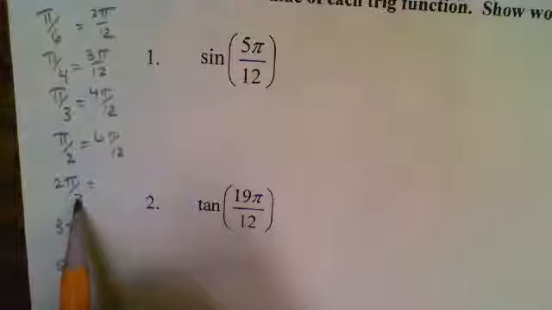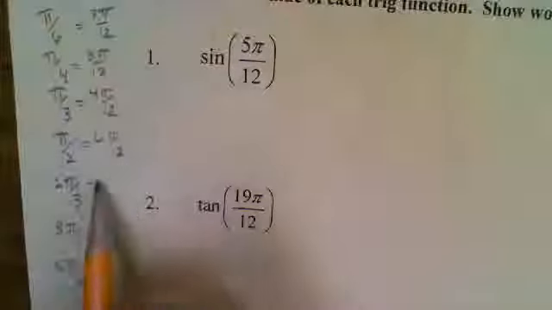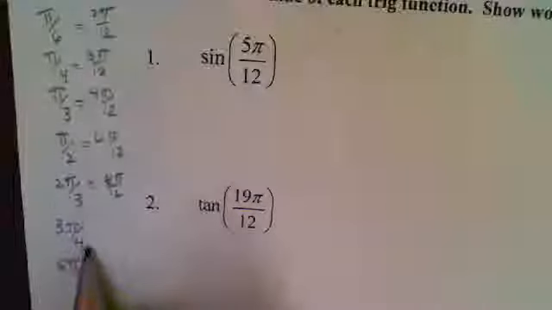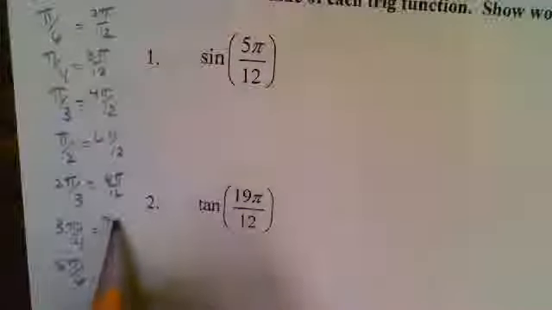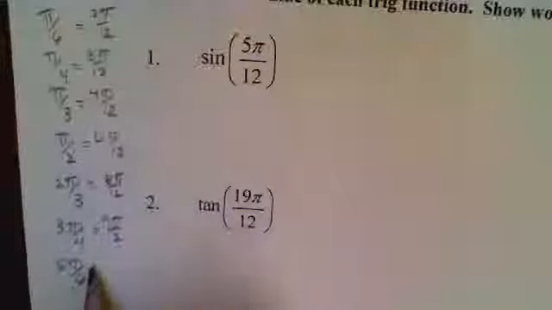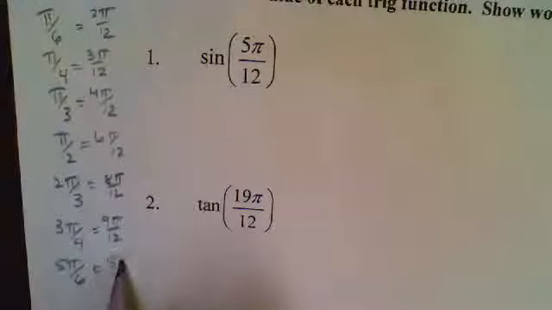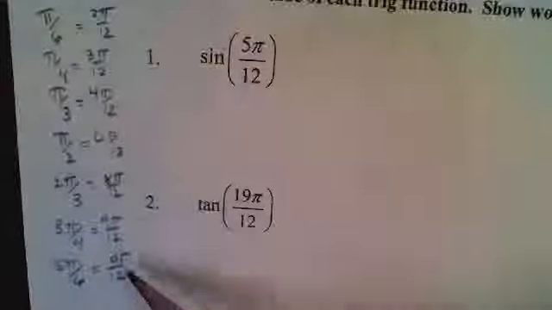And I could keep going. This one, if I multiply by 4 over 4 to get 12ths, I'd get 8 pi over 12. This one I'd have to multiply by 3 over 3, so I'd get 9 pi over 12. And this one I'd have to multiply by 2 over 2, so I'd get 10 pi over 12. So sometimes it might be good, just before you get started, to write as many of those down as you feel like you need to.